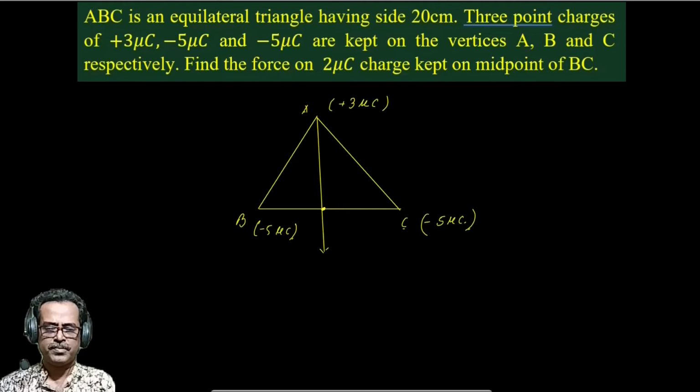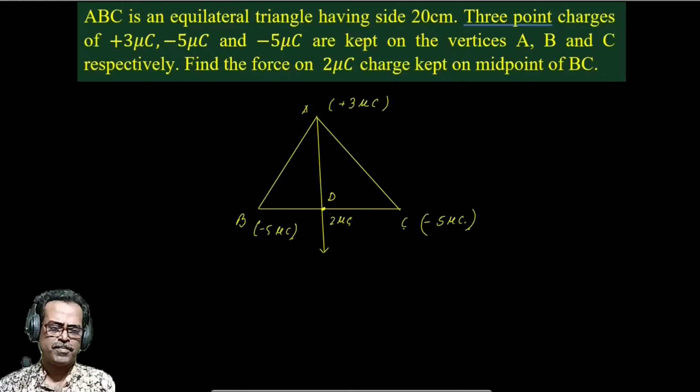BC. 2 Coulomb charge. This is T and charge is 2 microcoulomb. Now we know that this is perpendicular for the property of the isosceles as well as equilateral triangle. This line AD will be perpendicular on BC. Now the force acting on 2 Coulomb charge due to minus 5 Coulomb charge, and this is minus 5 Coulomb charge. These 2 minus 5 Coulomb charges are at equal distance.